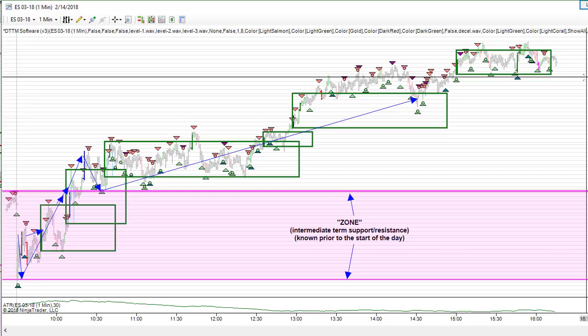It's again not the only piece. If you're just looking at zones, that's not enough. But it's another piece of the puzzle, a little bit wider lens angle, that can help you determine the relative strength, the relative weakness of a market on a given day. So anyway, I hope that helps.